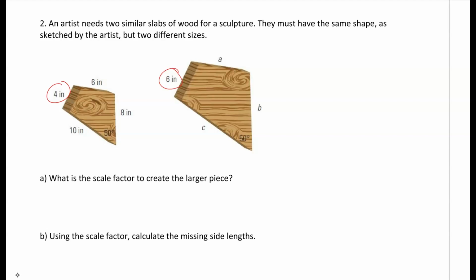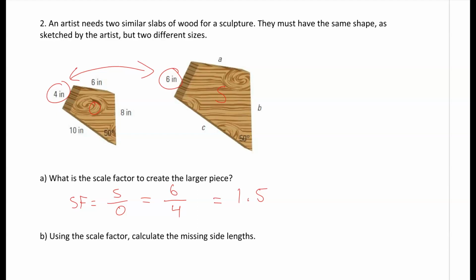So what we want to do is figure out first, what is our scale factor going to be? Now, to calculate scale factor, we're doing scale factor equals scale over the original. In this case, our scale is going to be the one on the right, and our original is going to be the one on the left. So we're going to have 6 over 4 because these are the two sides that correspond with each other. So our scale factor is going to be 1.5. So 6 divided by 4 is going to give you 1.5.